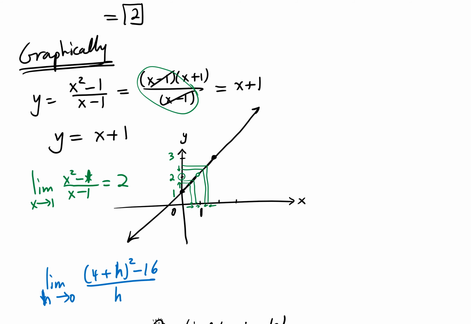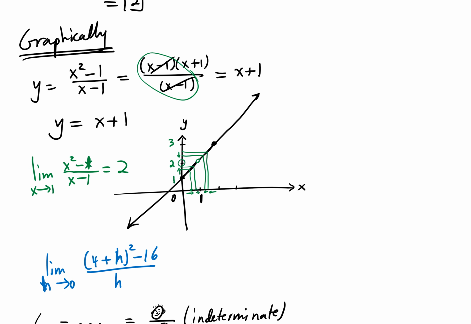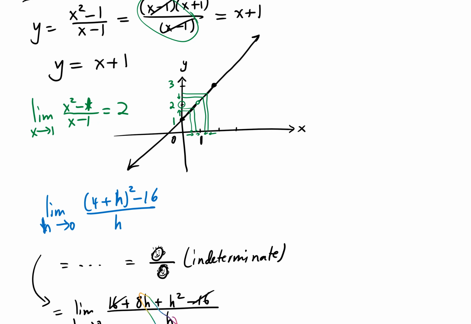Next example: the limit as h goes to 0 of (4 plus h) squared minus 16, over h. Try this one. So let's look at this one. If you go through step by step, you will get 0 over 0. But don't do that on the test. You write three dots as I did.